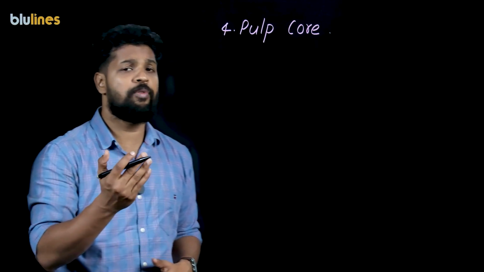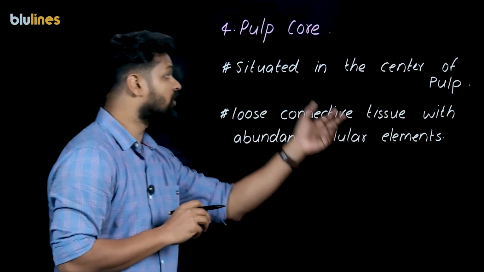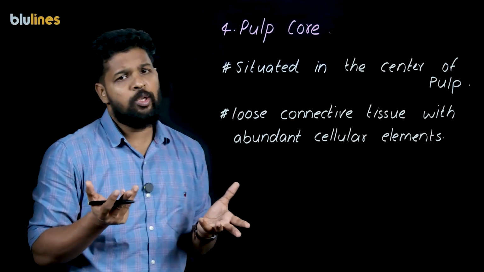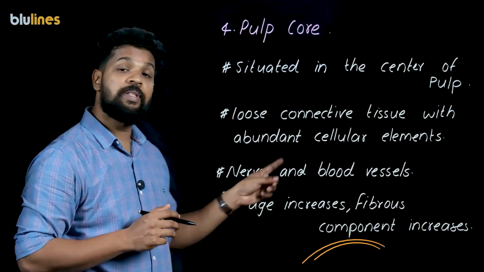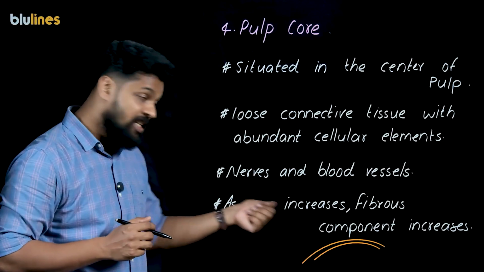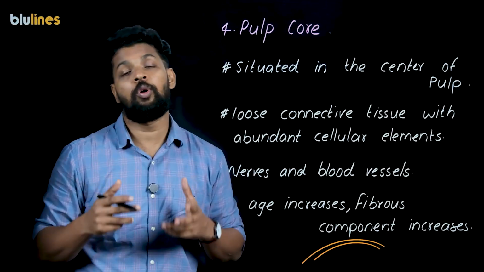Now coming to the last zone, the pulp core, which is in the center of the pulp. It is nothing but loose connective tissue with abundant cellular elements. It is very rich in nerves and blood vessels. And as age increases, the fibrous component also increases.